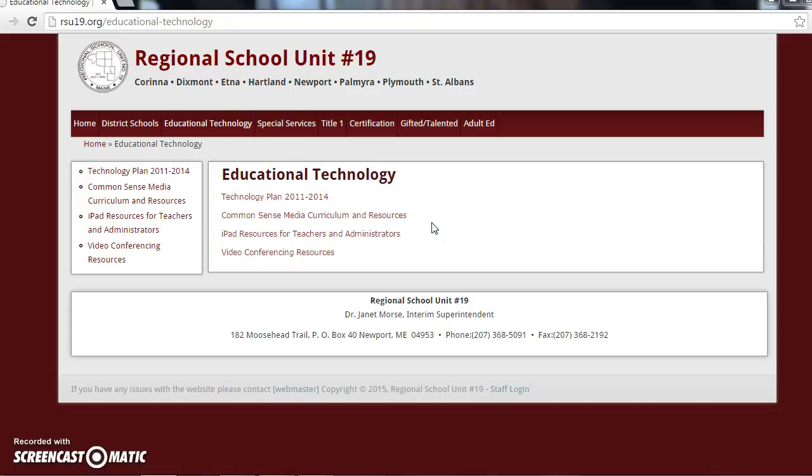our technology website. We have a technology plan, which is actually outdated. It's the 2011-2014 plan. Common Sense Media Curriculum and Resources links, iPad resources for teachers and administrators, and a link to video conferencing resources. I want to check out the technology plan first.